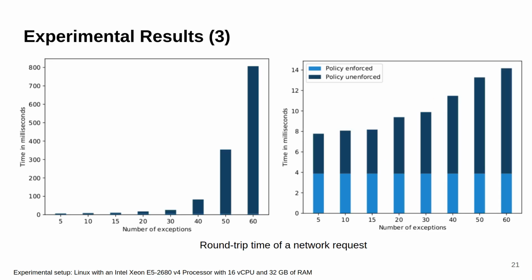We also compare the round-trip time of a network request when using the classic DTO model and our extended DTO model as a function of the number of exceptions in the enforced policy. As you can see in the left side figure, when the classic DTO model is used, the RTT increases by a factor of 210, while increasing by only a factor of 4 when our priority-based DTO model is used, as you can see in the right side figure. This is mainly due to the time required to evaluate access queries with both solutions.